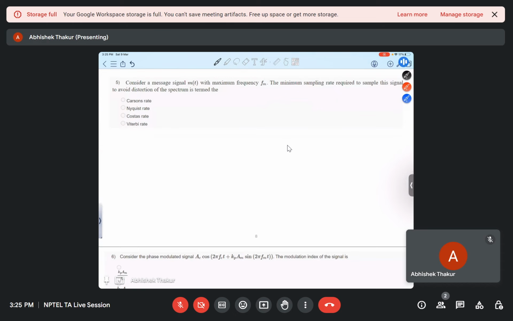So now we'll move on to the question number fifth. Consider the message signal m(t) with maximum frequency fm. The minimum sampling rate required to sample this signal to avoid distortion of this spectrum is termed as Nyquist rate. Okay, so Nyquist rate is greater than or equal to 2 fm. Let's suppose this is our signal. This is fm, this is minus fm.